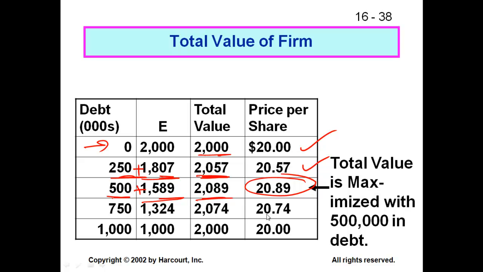So have you identified your optimal capital structure? Yes, what you have done is identified your optimal capital structure. So what's your optimal capital structure? Your optimal capital structure involves taking 500,000 in debt. Do you notice we've done so much over here? We've used all this material that we've learned so far to come up with the optimal capital structure.